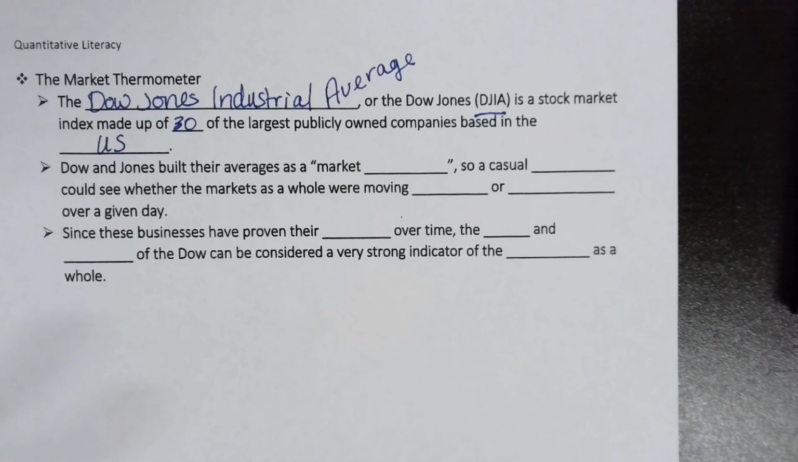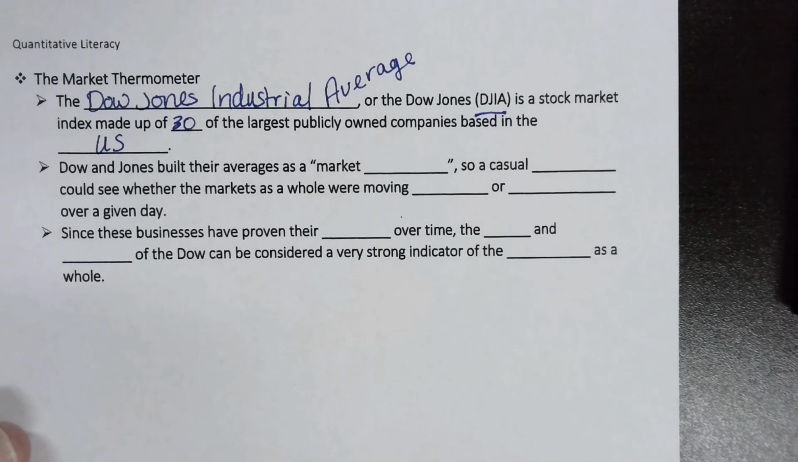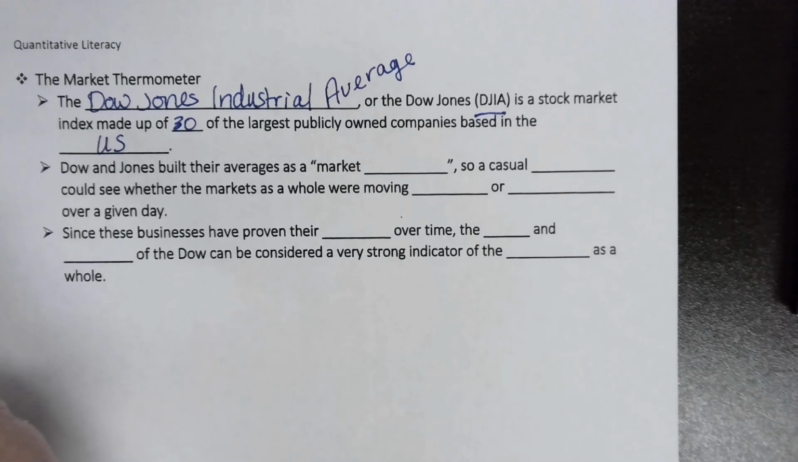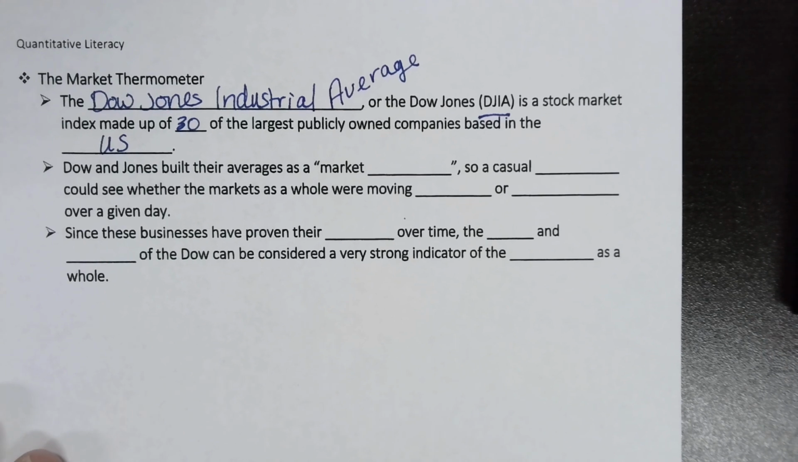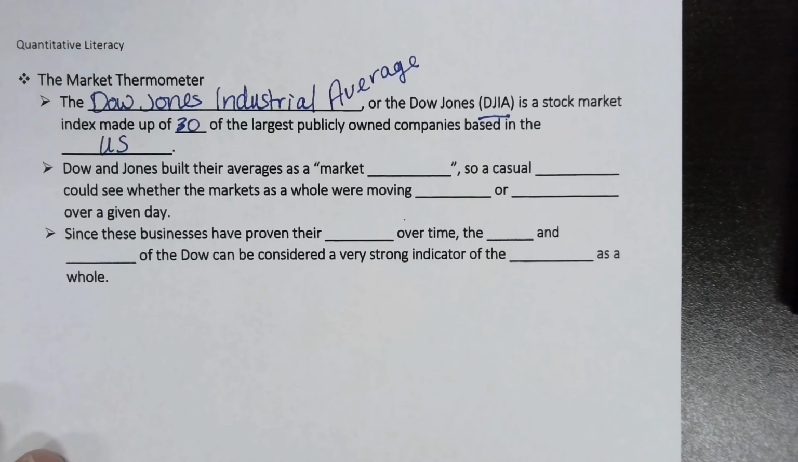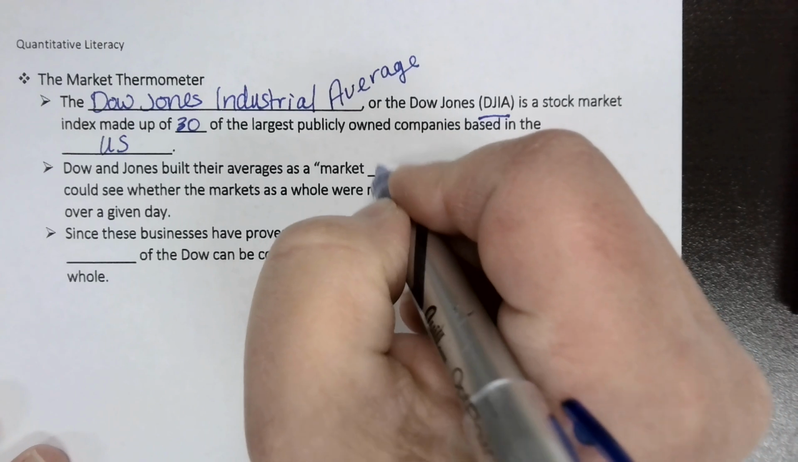Now, the reason they call this the thermometer is because by watching these 30 companies, they've proven over and over and over again to give the inclination for the whole stock market. You can predict what a stock is going to do, even if it's not on this Dow Jones Index, by just watching the Dow Jones for a few days and then looking at what a market stock's going to do. So Dow Jones built their averages as a market thermometer.